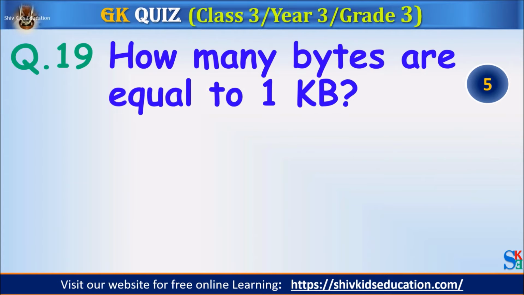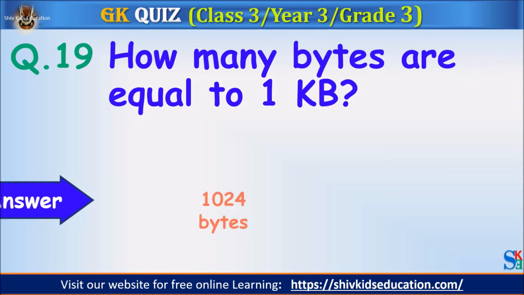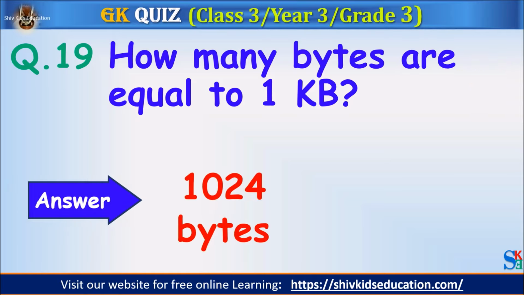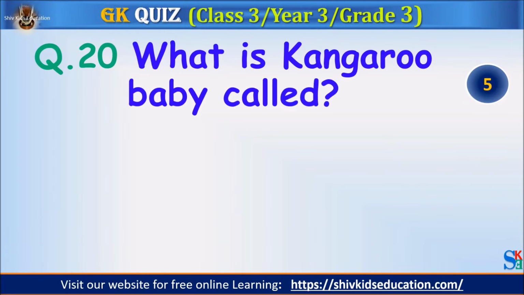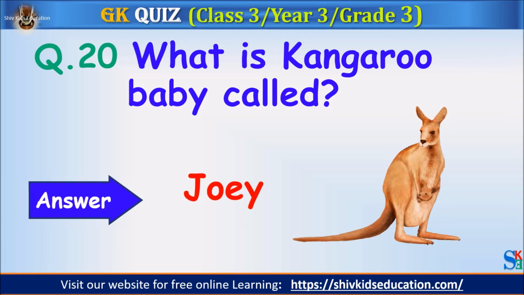19. How many bytes are equal to 1 KB? Your time starts. The answer is 1024 bytes. 20. What is kangaroo baby called? Your time starts. The answer is a joey.